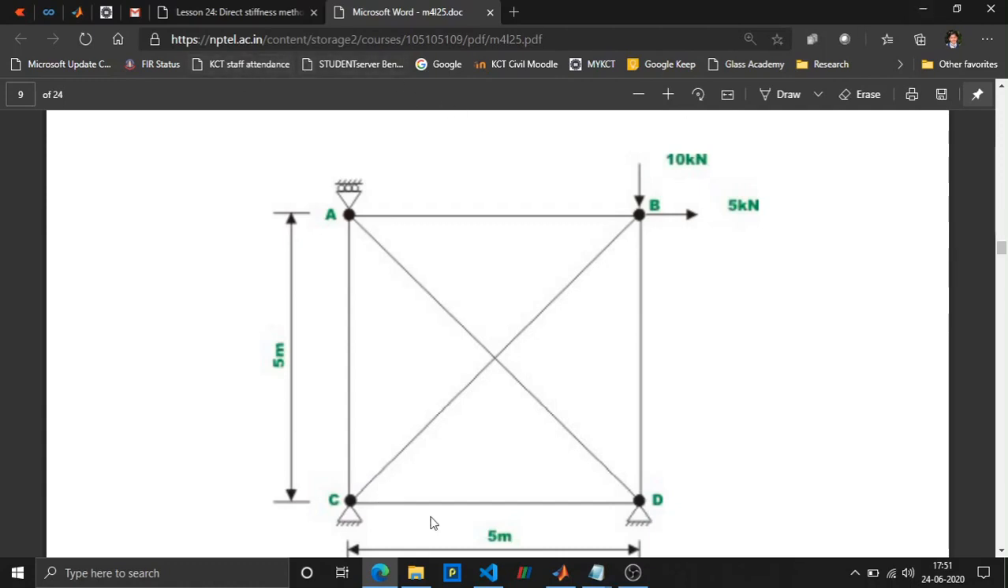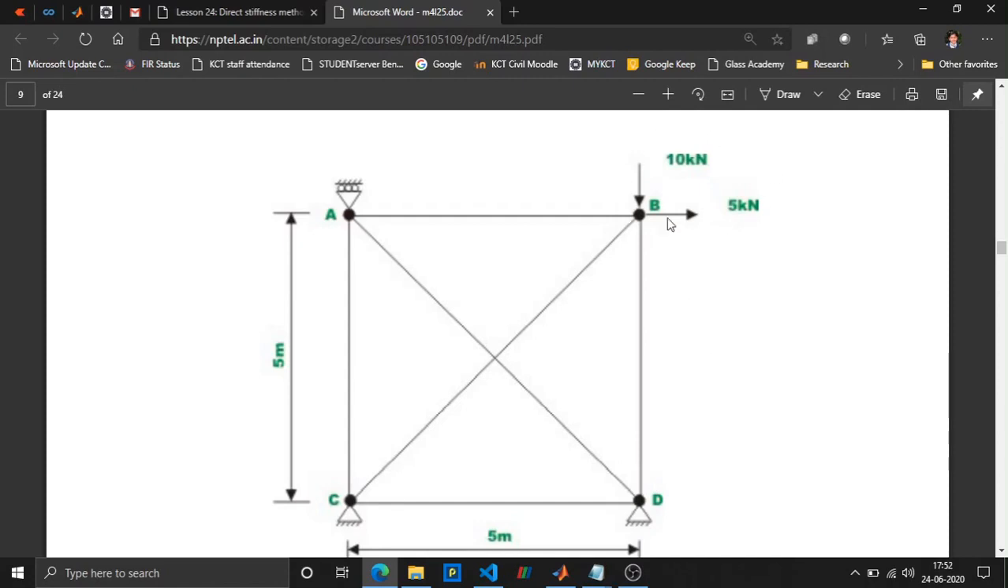The given problem is a 2D truss with 4 nodes and 6 members with a span of 5 meters and a height of 5 meters. This is a redundant structure with one internal redundancy and 2 external redundancy. 2 external forces are given.